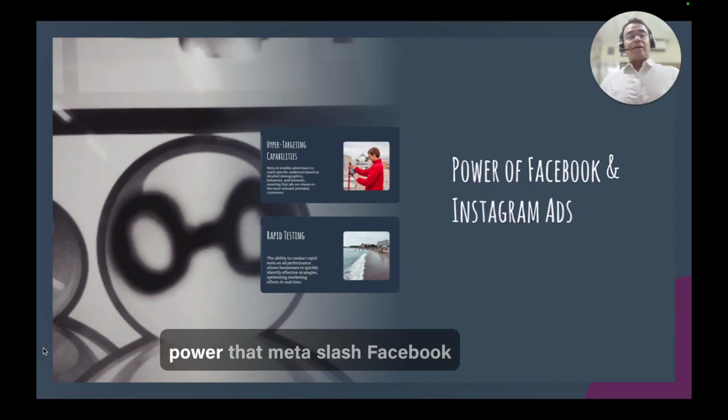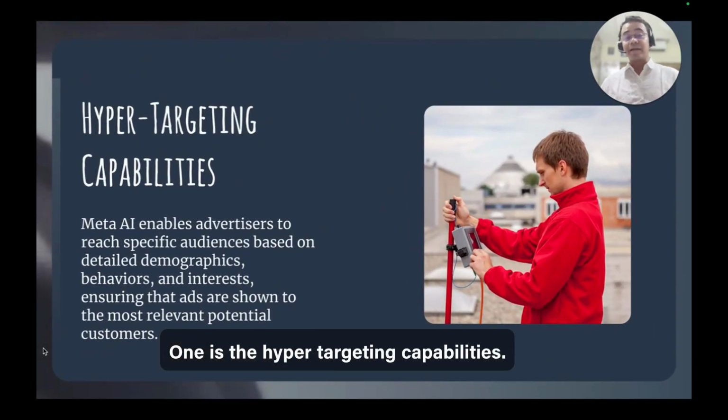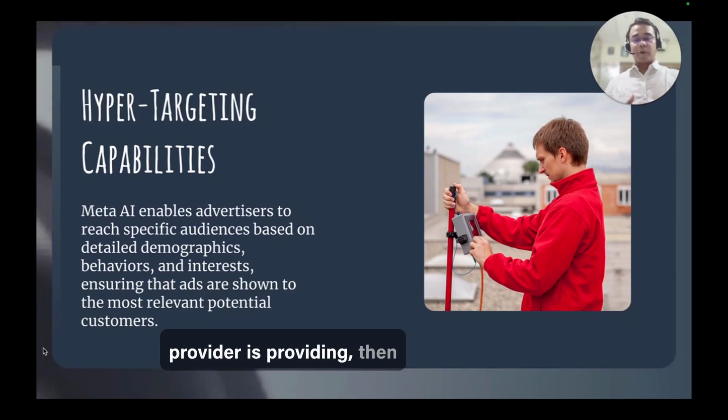We will look at some of the power that Meta, slash Facebook and Instagram ads are providing. So let's double click on these two aspects. One is the hyper targeting capabilities. Meta AI enables advertisers to reach specific audiences based on detailed demographics, behaviors, and interests. And this is important because it ensures that the price, the promotion and the place have been taken care of, so as to reach the relevant potential customers from that particular region, who could be interested in the services that a service provider is providing.